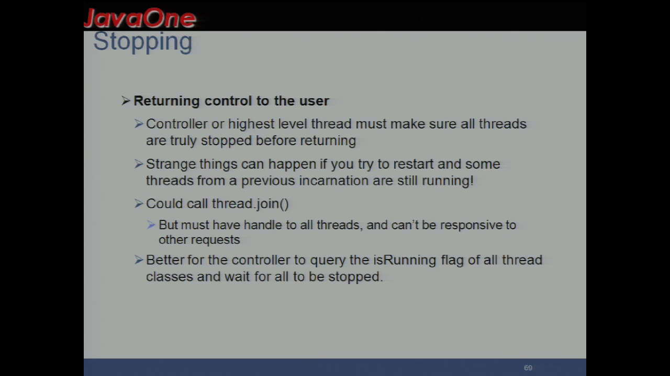So finally, when you stop, you have to return control to the user. You want to make sure you don't return control to your user until you're sure that all the threads have stopped. Because if they decide they want to resubmit the request and have it start up again, really weird things can happen if you try to bring up a new set of threads when the old threads are still running. So how can you do that? Well, you could call thread.join and wait for the threads to actually physically stop. But to do that, you have to have a handle on all the threads, and while that's happening, you can't be responsive to any other requests. So it's probably better to just have your controller query your isRunning flag and wait for them all to be stopped.